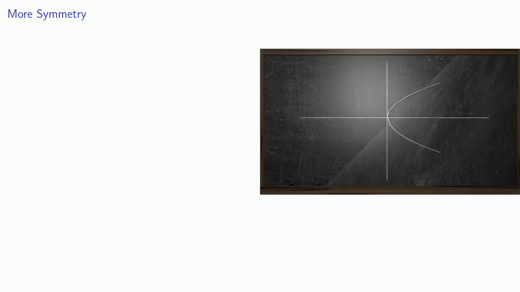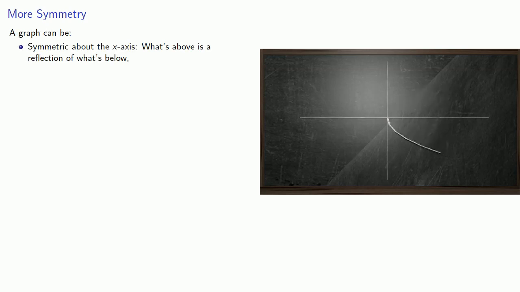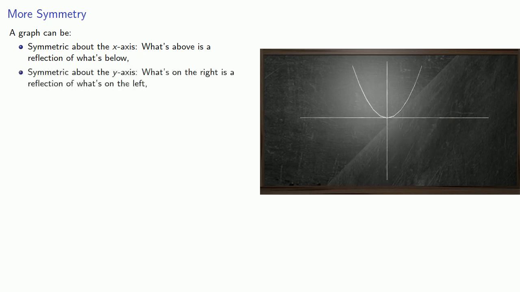So what does symmetry mean with respect to graphs? A graph can be symmetric about the x-axis. What's above is a reflection of what's below. Or it can be symmetric about the y-axis. What's to the right is a reflection of what's on the left.